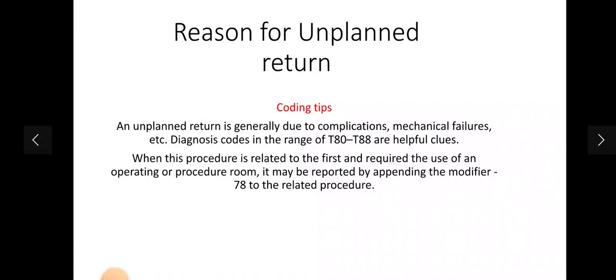Even if some surgery happened previously and suddenly some bleeding is coming from the surgery site, those are also complications. For that, the patient will return to the operating room within the global period. In those cases you can use 78 modifier for the procedure done for those complications. So when the procedure is related to the first and required the use of the operating room or procedure room, it may be reported by appending the modifier 78 to the related procedure. Same thing which we discussed.